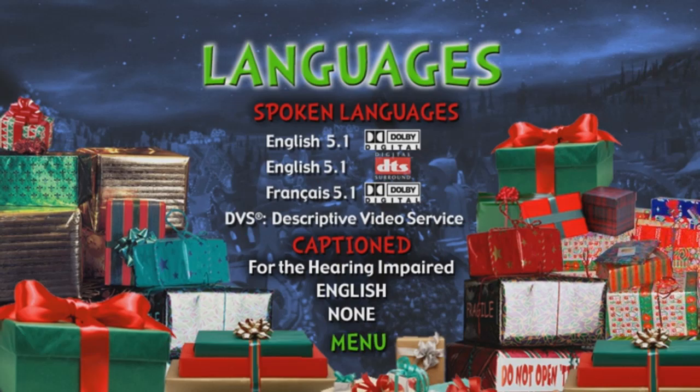Languages. Languages, page 1 of 1. Press the up and down arrow keys on your remote to hear the 7 items on this page. Press the Enter or Select key to make your choice. Spoken Languages, DVS Descriptive Video Service. Spoken Languages, English 5.1 Dolby. Spoken Languages, English 5.1 DTS. Spoken Languages, Francais 5.1 Dolby. Now, press Enter to choose Captions in English or arrow up or down. Now, press Enter to turn Captions off or arrow up or down.